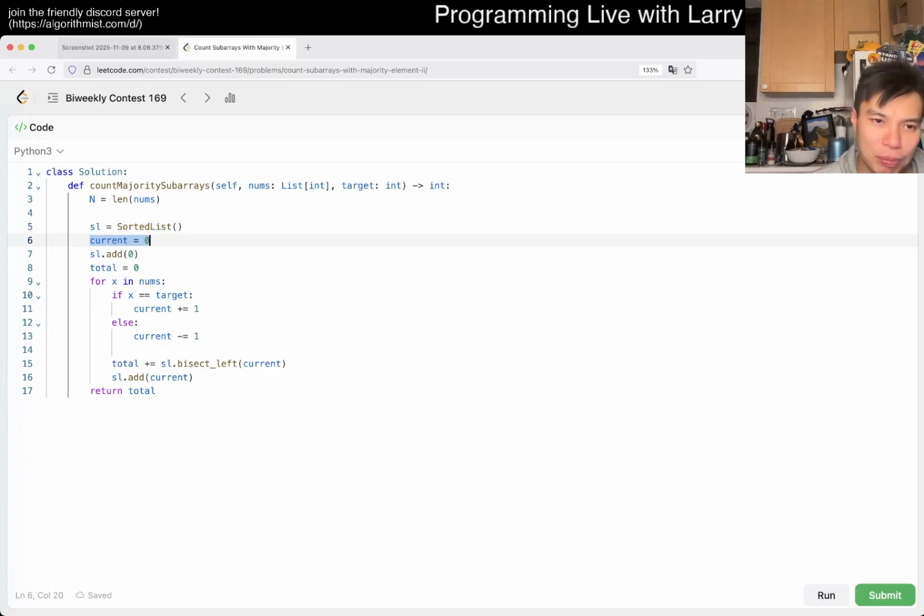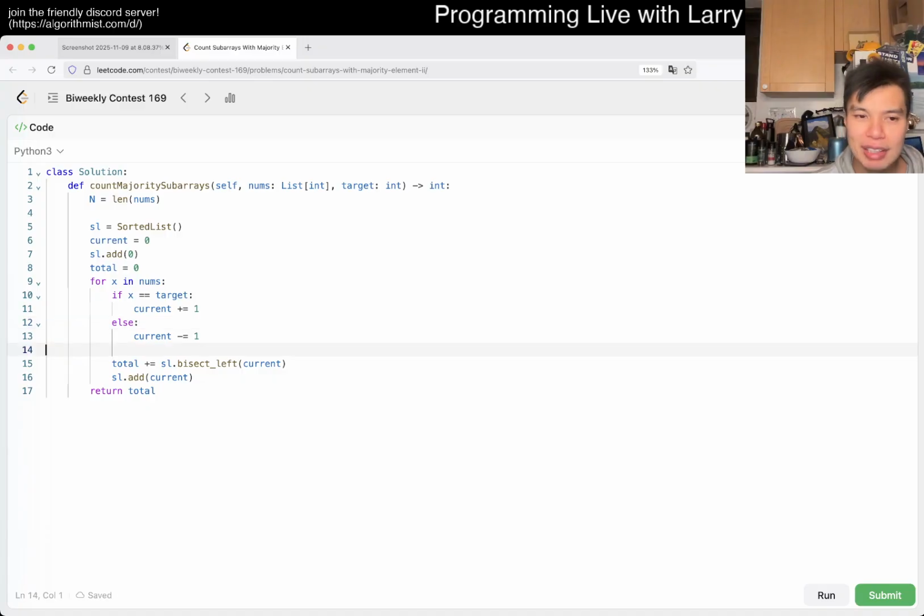I have current, that's the current prefix sum, right? We enter the empty set, the no set, right? This is the count that we return. Okay, if x is equal to target, we increment by 1. Else, we subtract by 1. This is the prefix sum conversion that we talked about.